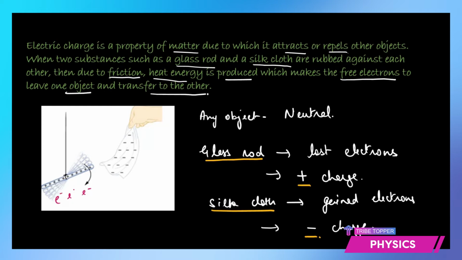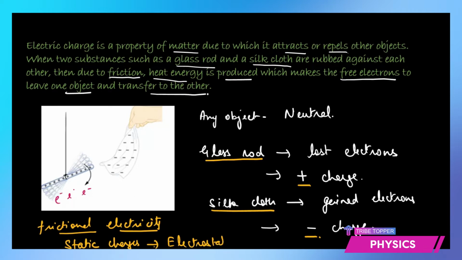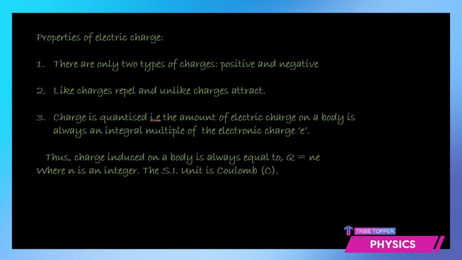So that's why we also give it the name of frictional electricity. And because the charges induced here are not going to move, that's just the charges induced on a body, positive on one and negative on another, these charges are static. So these are static charges, and the study of these static charges is known as electrostatics. That means we are talking of electric charges at rest. Now, as you know how electric charge is induced, let's understand some of the important properties of electric charge.